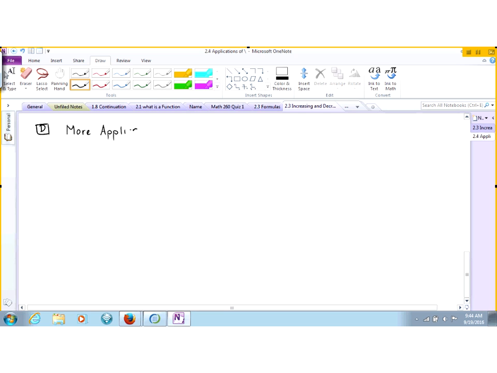More applications on percent. So this talks about maybe sales tax, commission, discount, etc. Okay, so this is a little bit different. So what is it that you have to remember?